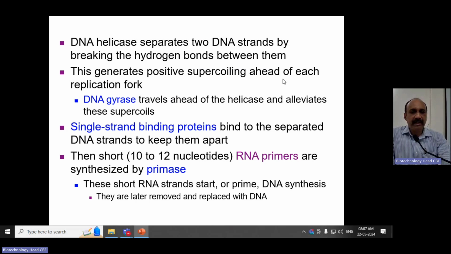The DNA helicase separates the 2 strands by breaking the hydrogen bonds between them, and this generates positive supercoiling ahead of each replication fork. DNA gyrase, also called topoisomerase II, travels ahead of the helicase and alleviates this, breaks these supercoils. Also the single strand binding proteins bind to the separated DNA strands to keep them apart. Then short 10 to 12 nucleotide RNA primers are synthesized by the primase enzyme, and the DNA synthesis starts. These primers are later removed and replaced with DNA. Right? So this primase and the removal will give rise to Okazaki fragments.